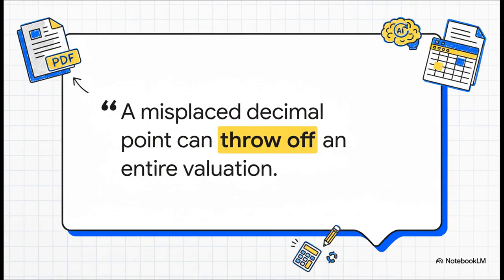And the stakes? Well, they could not be higher. The source material for this whole explainer puts it perfectly. A single misplaced decimal can throw off an entire valuation. We are talking about one tiny slip-up, one moment where you lose focus, and bang, the entire financial picture is suddenly wrong. That is the risk we run the old manual way.